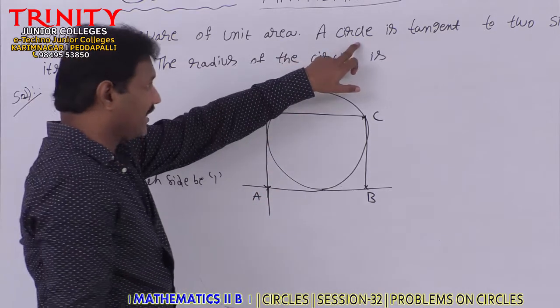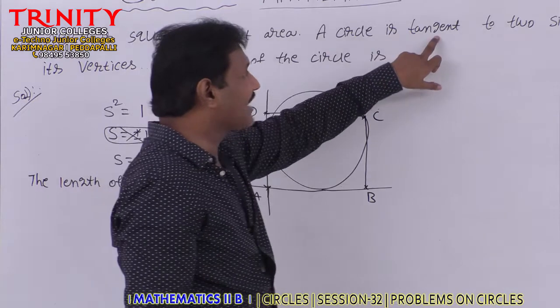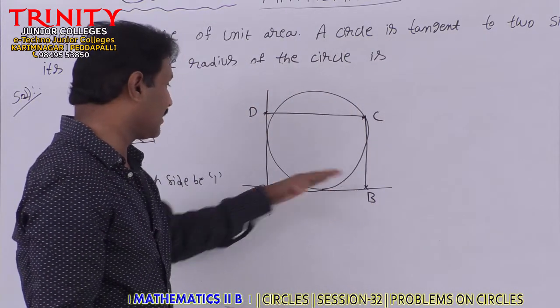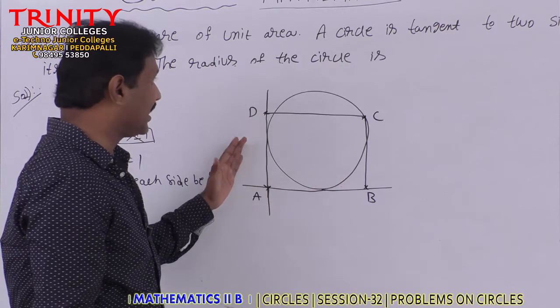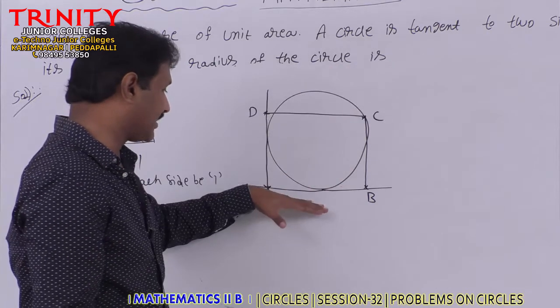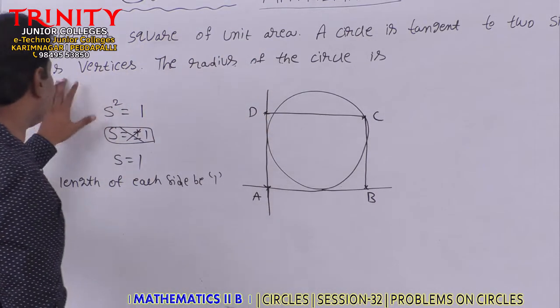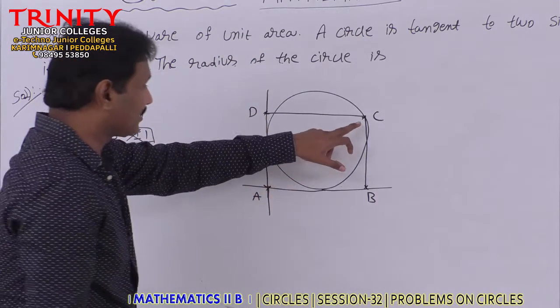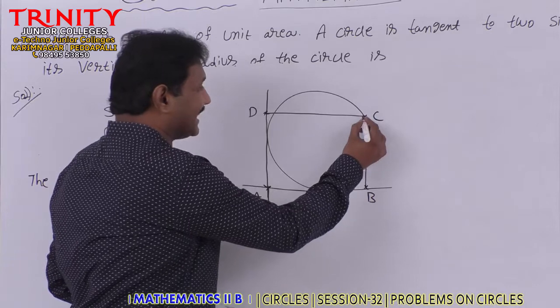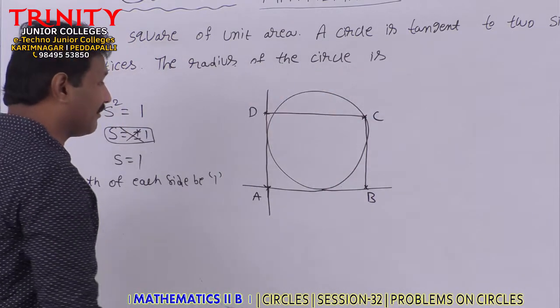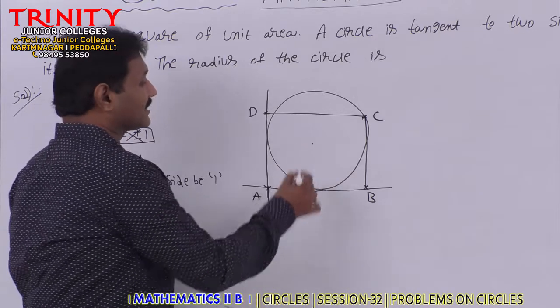A circle is tangent to two sides of ABCD. One tangent is AB and the other tangent is AD. It passes through exactly one of its vertices, which is C. Then we find the radius of the circle.